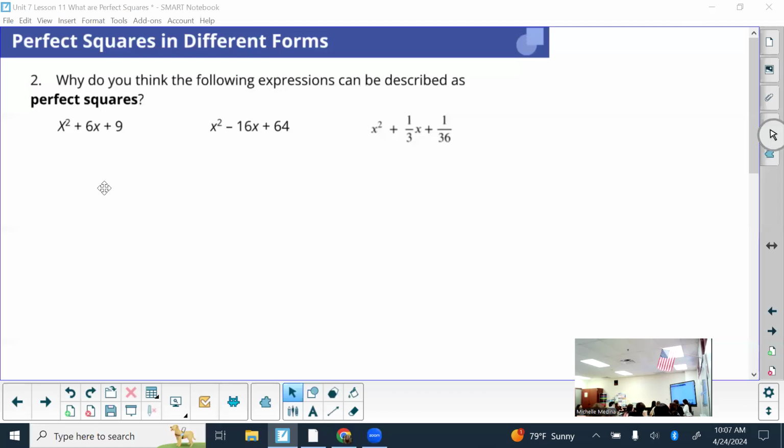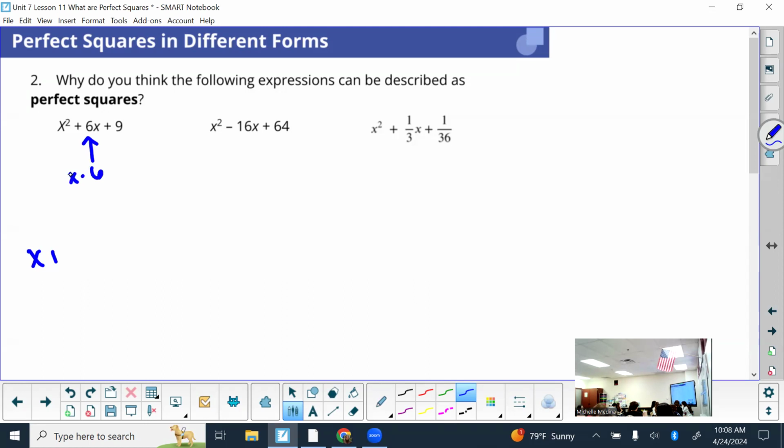Prove that x squared plus 6x plus 9 is a perfect square. Wait, sorry, one more time. X times 4, x times 6 times 3, what are you doing with these?